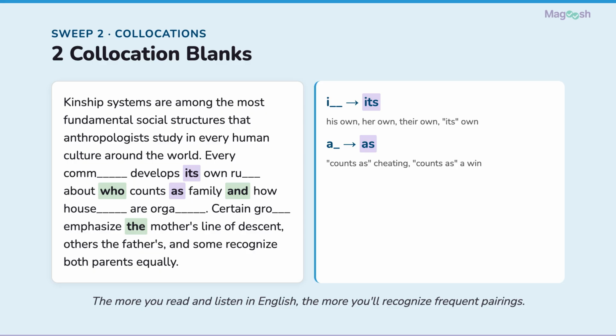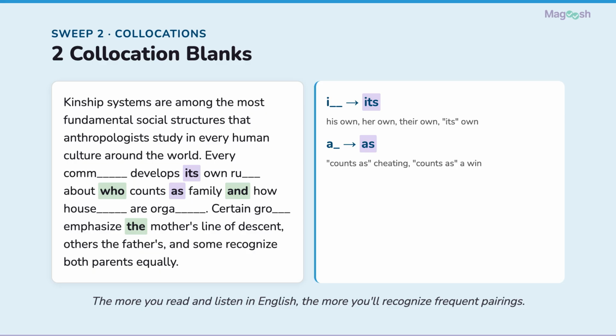Second, who counts blank family. The pairing counts as is also a familiar combination. Think of other cases where you might have heard something like this, such as, That counts as cheating, or this counts as a win. So the answer is the word as.